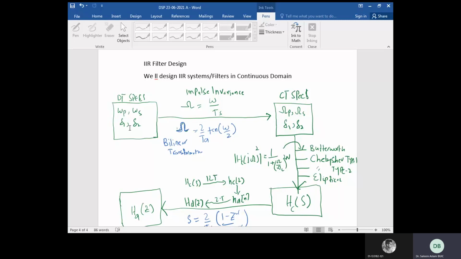What do you use to represent a system? You represent it with H(n), you represent it with H(z). And specifically, if you talk about implementation, chapter number 6, we are always interested in H(z). So that's why our objective is to find this H(z). This is H(z). So this is our objective.